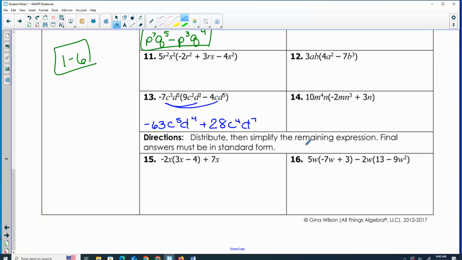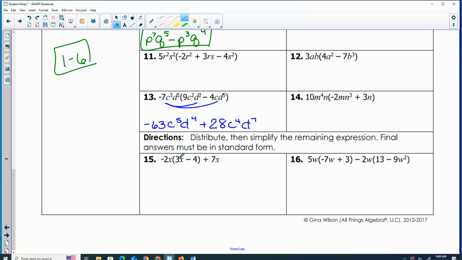Now I want to look at problems that involve a combination of things. So not simply distributing, but also combining like terms after we do that. So for instance, if I looked at number 15 here. Order of operations says that we have to multiply before we add and subtract. So when I look at this problem, I am starting with my multiplication.